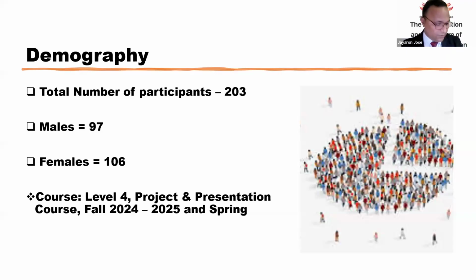So this is the demography of the participants. There were 203 students in total. It was a good participation because about 400 plus students took the project and presentation course, so nearly half of the students participated in the study. Males were 97 and the number of females was 106. It was a level 4 project presentation course, in fall 2024 and spring.